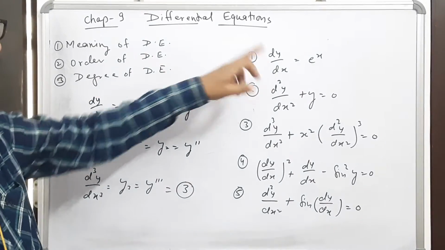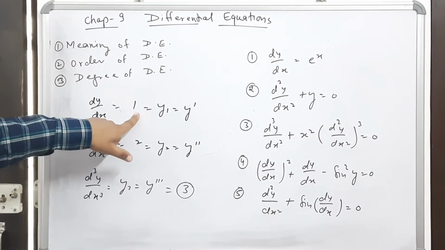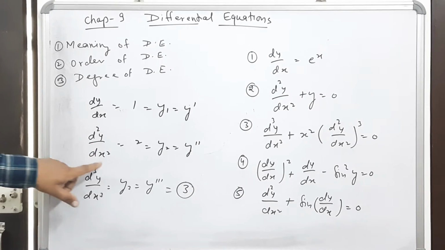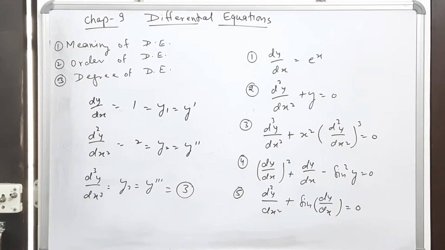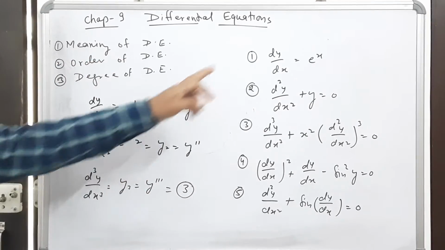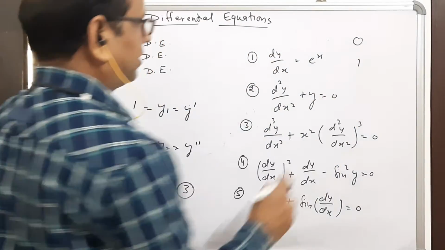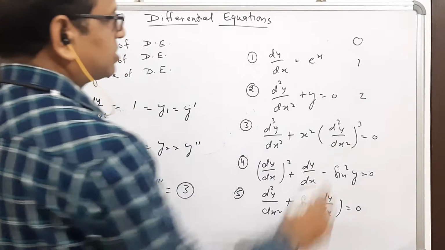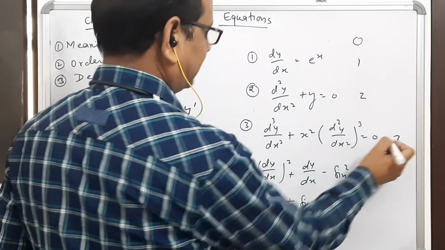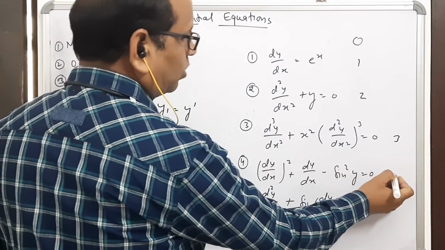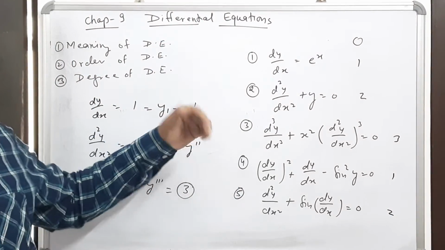I am talking about order here. If dy by dx, the order is 1. If d2y by dx square, the order is 2. If d3y by dx cube, the order is 3. I am talking about order first. So here what is the order? dy by dx, so first order. The order is 1. What is the order here? The order is 2. See here, the order is 3. See here, the order is 1. See here, the order is 2. So I hope it is clear to you what the meaning of order is.